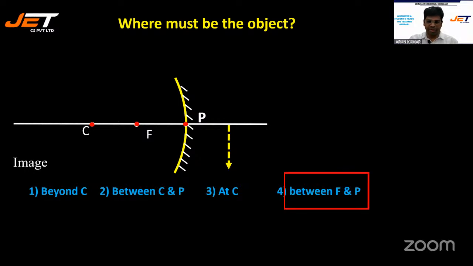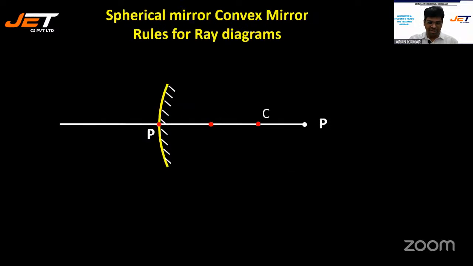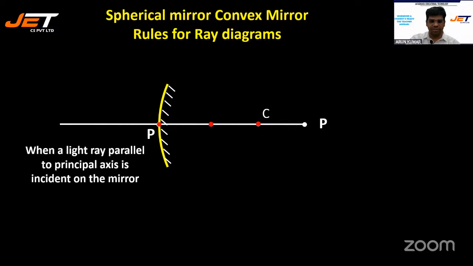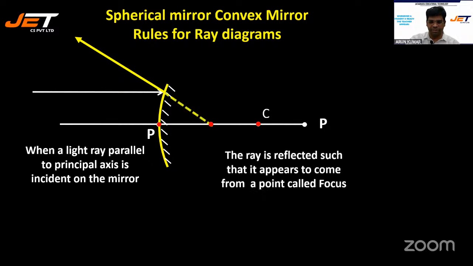Yes, between F and P. Absolutely right. Everyone is absolutely right. Over here. Now, quick revision of ray diagrams again. But because you have mastered this already, I'll go really fast. Ray parallel to principal axis. After reflection, appears to pass through focus.